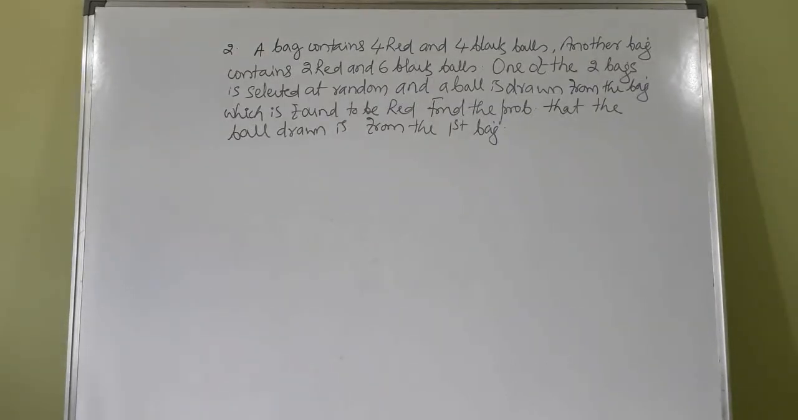Okay, second example. A bag contains 4 red and 4 black balls. Another bag contains 2 red and 6 black balls. One of the 2 bags is selected at random and a ball is drawn from the bag, which is found to be red. Find the probability that the ball drawn is from the first bag.